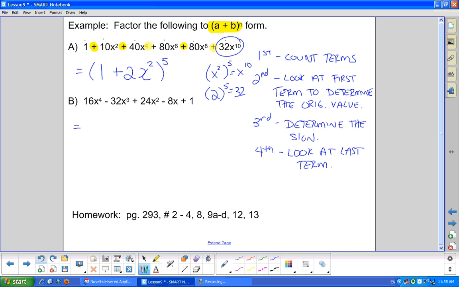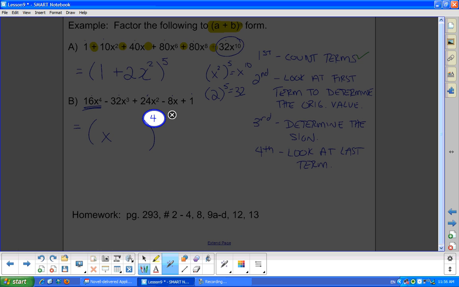So for the second example, B part, we have 1, 2, 3, 4, 5 terms. So that means that this would be to the exponent 4. So we've done the first one. Next, we look at the first term to determine the original value. Well, it's x to the 4th there. So we know our initial term was x to the 4th.